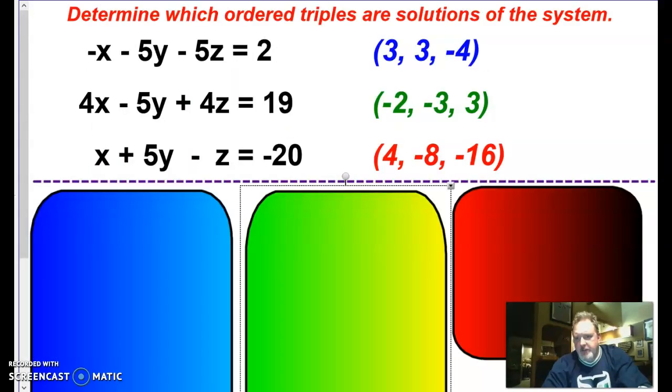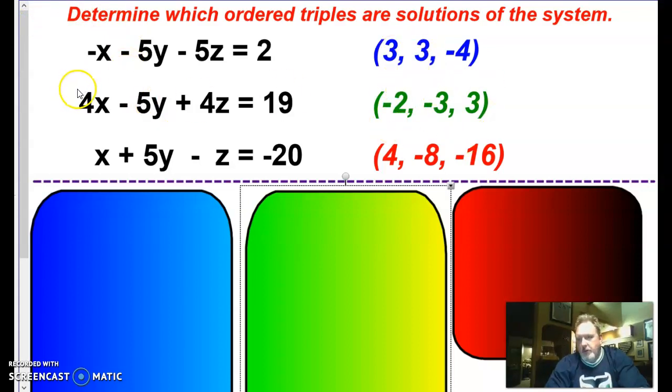First thing you're going to be asked to do in this section is to identify which ordered triples work or don't work for a system. So typically if we have two equations, two variables with x and y, we have an ordered pair. Now because we have three equations and three variables, we have ordered triples.